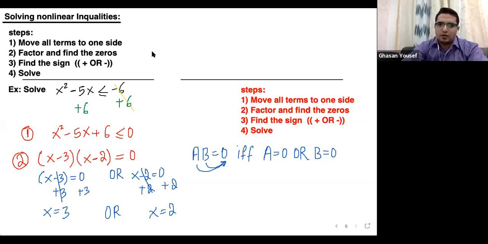Now third step, find the sign. So to find the sign, we have to draw a line like this. I'm going to move to the next slide. So also I'm going to do step number 3, to find the sign, positive or negative.